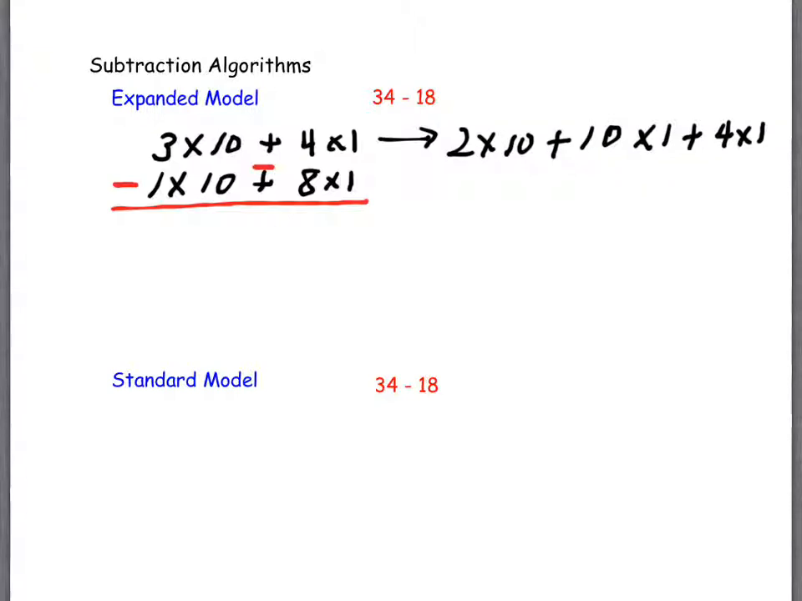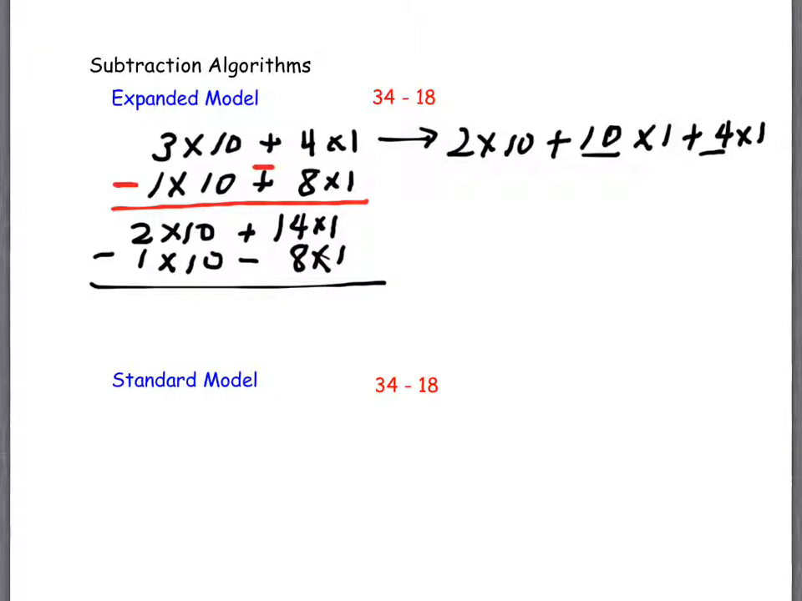So what I actually end up with then is I have 2 10s and how many ones? Right, 10 here and 4 here, so 14 ones. And then it makes sense to take away 1 10 and to take away 8 ones. So what is 2 minus 1? 1, so I've got 1 10 left over. And what is 14 minus 8? 6. There's 6 ones left over, and I have the number 16.